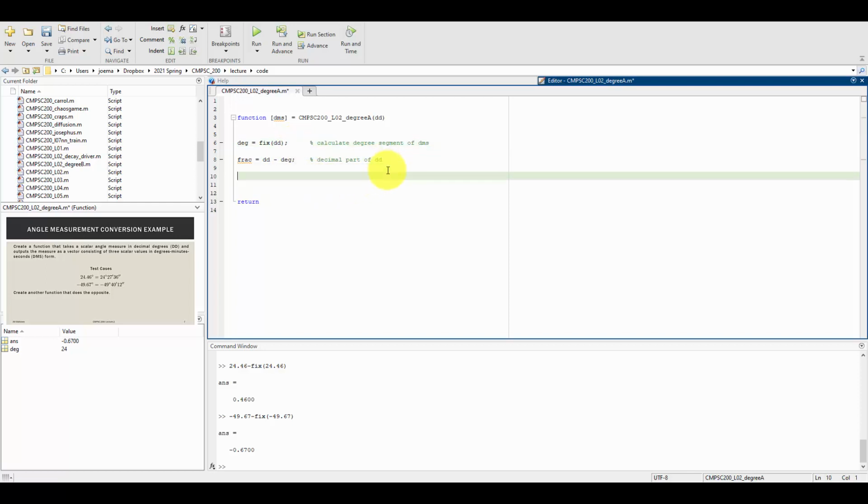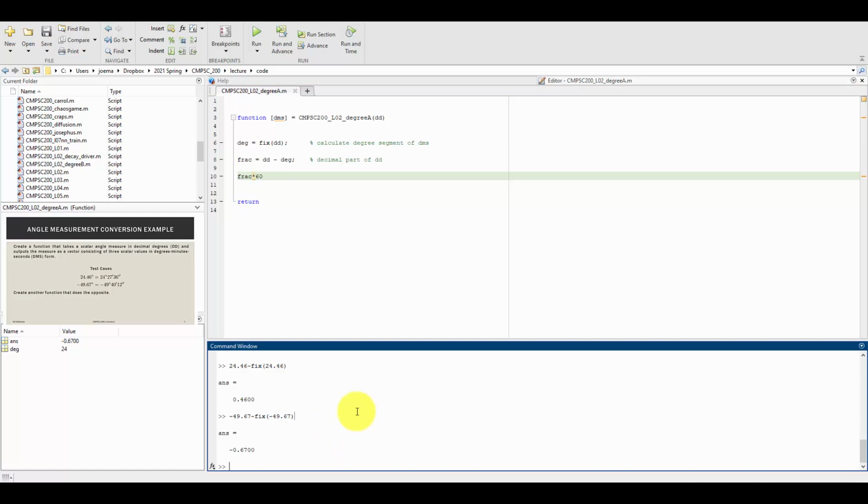So the fractional part, like that 0.46, is going to be 46/100ths of a degree. We know that a minute in the DMS form is 1/60th of a degree, so 60 minutes would be 1 degree. So what we want is frac times 60. If I take 0.46 times 60, I get 27.6, so I have that 27 part. And for the other example, 0.67 times 60 gives me the 40 part.